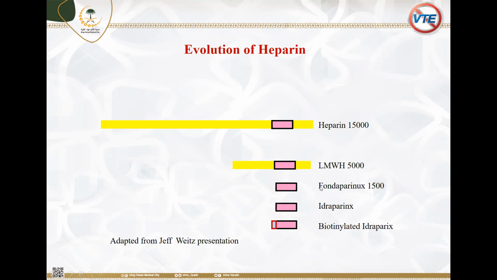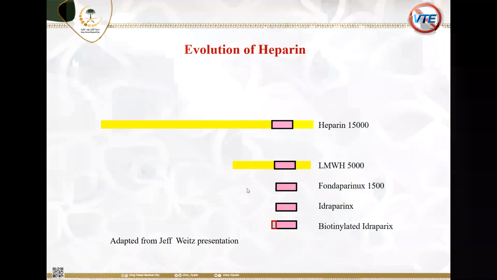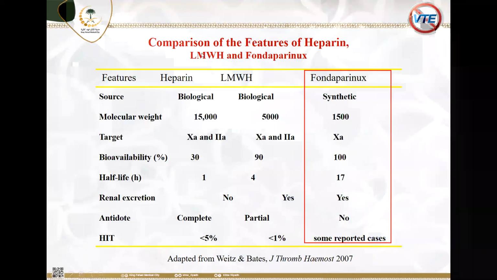So this has a very small molecular weight. That's why it does not cause HIT, because, unlike unfractionated heparin or low molecular weight heparin, which are polysulfated polysaccharides, it is only 5 saccharides. So what are the differences between unfractionated heparin, low molecular weight heparin, and fondaparinux? This is a very important point. Remember, the source of heparins is biological, as I mentioned before. This is synthetic. The molecular weight of heparin is already 15,000.